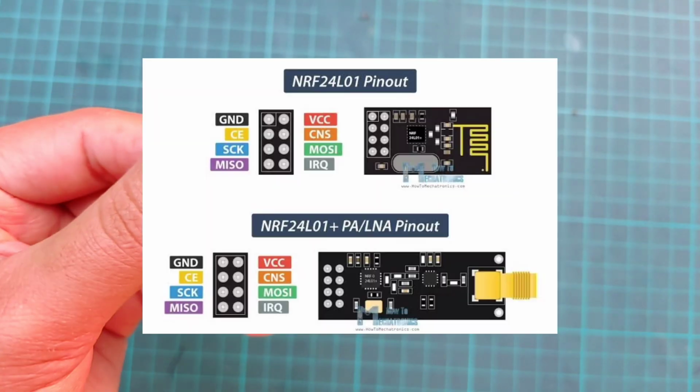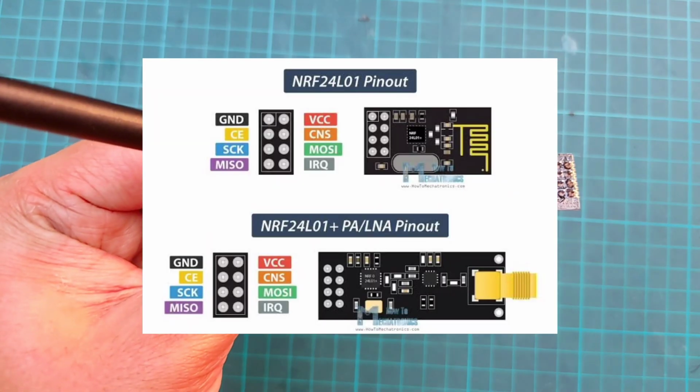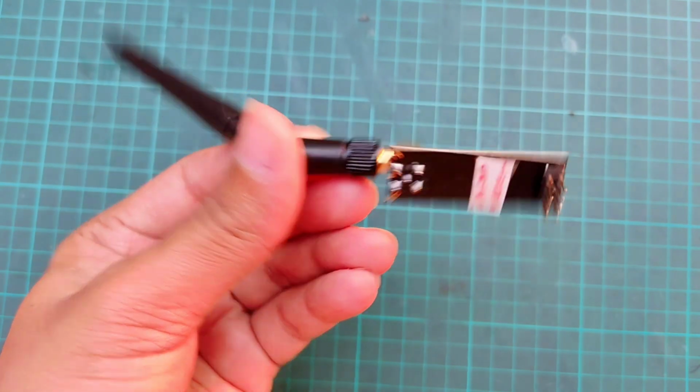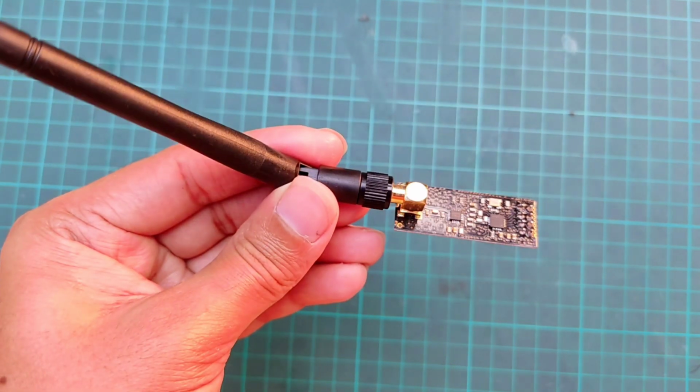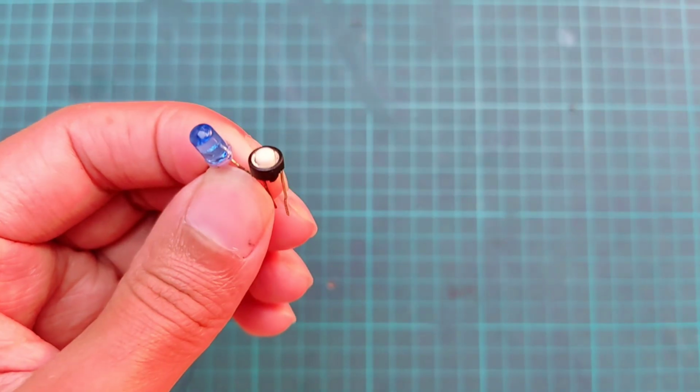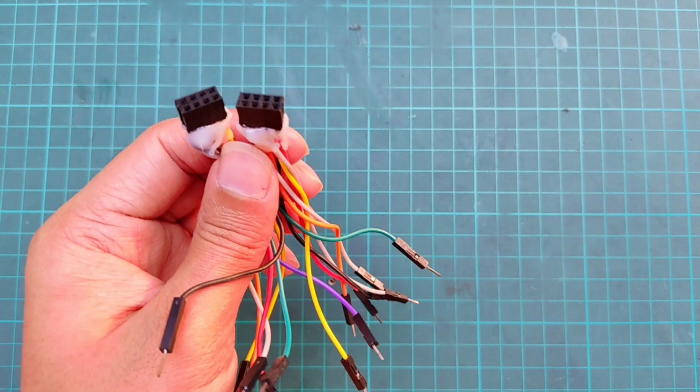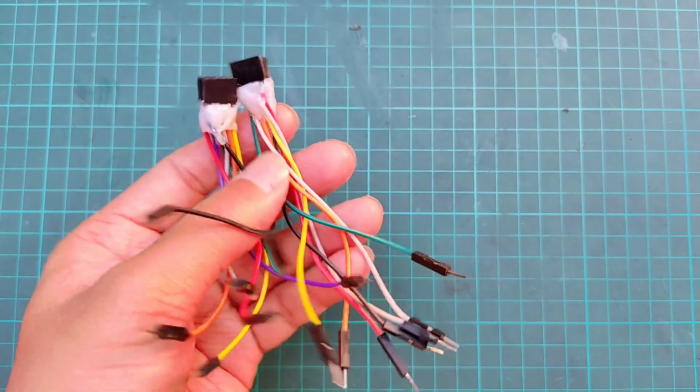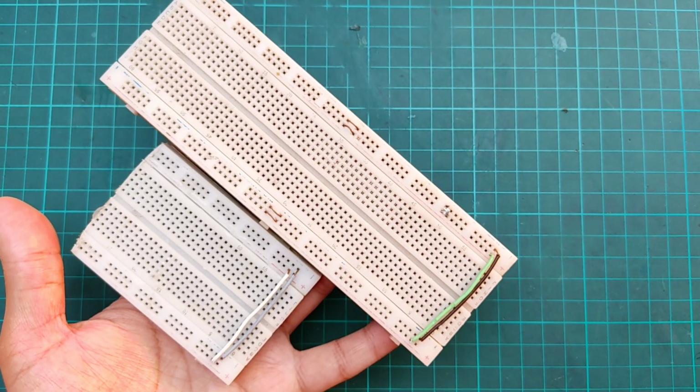Here we need two nRF24L01 modules. One for the receiver, and another with an antenna for the transmitter. Two Arduino Nano, a push button and a 5mm LED, some jumper wires, and two pieces of breadboard.